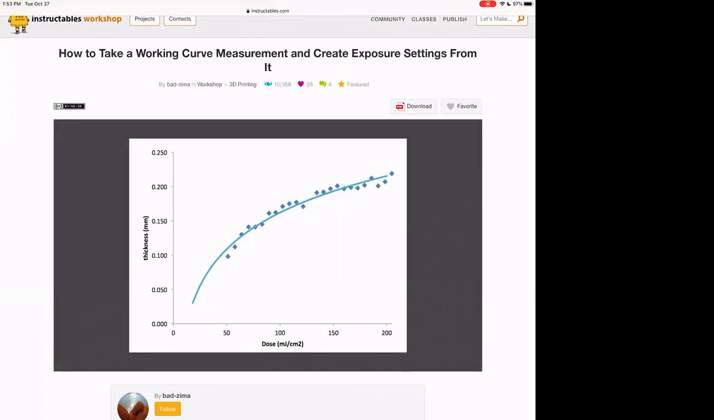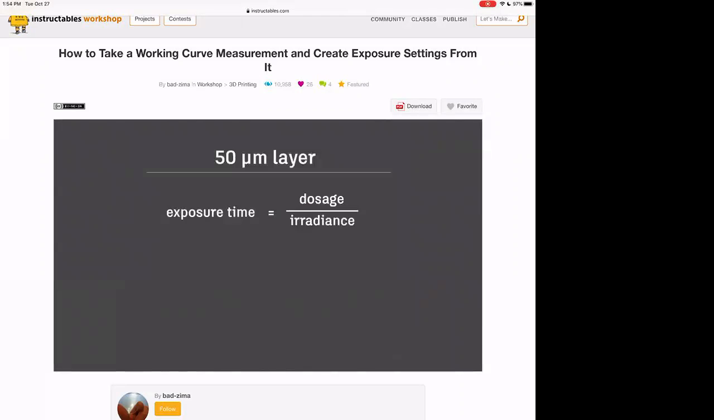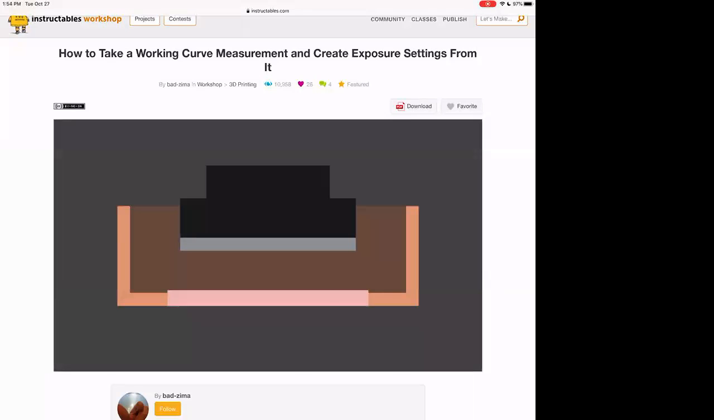We use a logarithmic fit to extrapolate into the layer thicknesses we're interested in, namely 10 to 100 microns. Then we locate the layer thickness we want to print at and find the dosage required to cure. For the Ember printer, the irradiance is about 20 milliwatts per centimeter squared. This gives us an exposure time of 1.25 seconds. But we're not quite there yet.